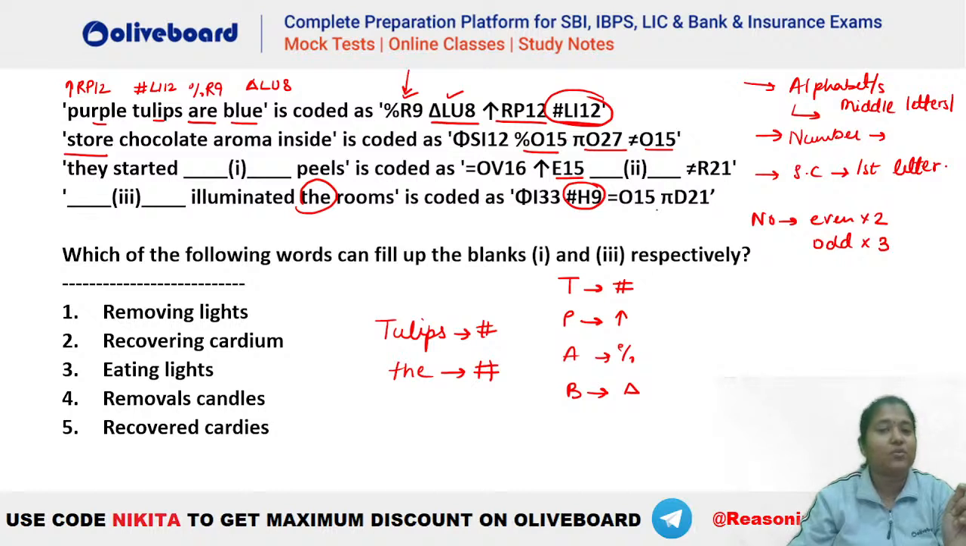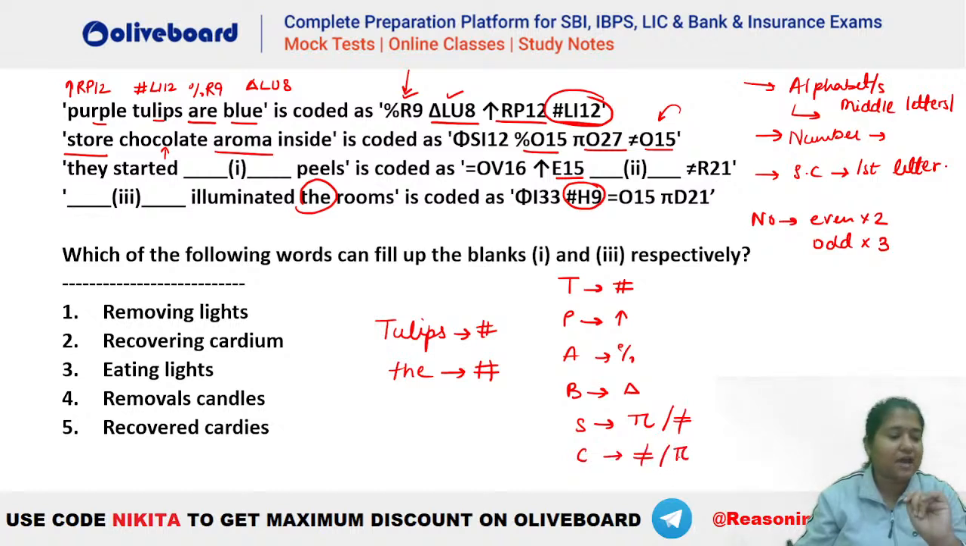You can see this pi O27. That means S will be your pi. Okay. Because this percentage is already used by A. So it cannot be percentage. Okay. Here you can see this O is for this aroma. Okay. Here for aroma this O15 is there. Okay. Then chocolate. You can see 1, 2, 3, 4, 5, 6, 7, 8, 9. That means we should have a O in between, isn't it? So again you can see we have this one. So this pi or this not equal to, right? Similarly for chocolate also you can see we can have this one or pi, right? Either of the two.